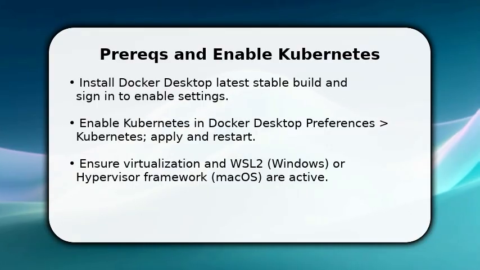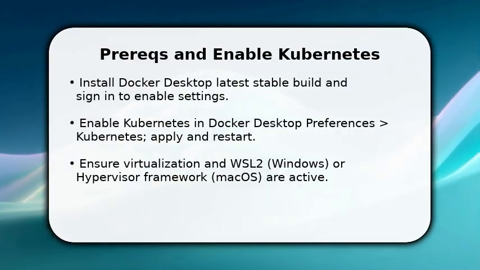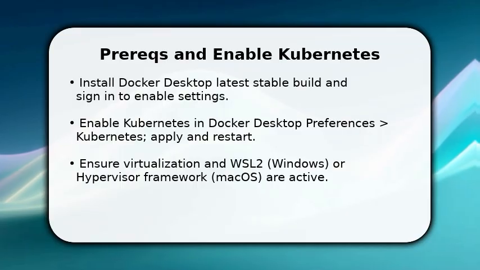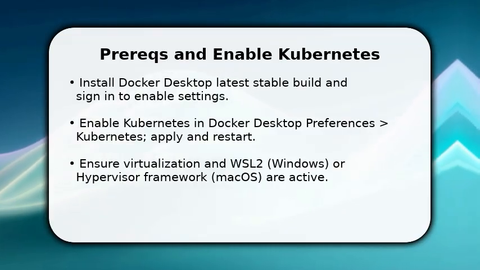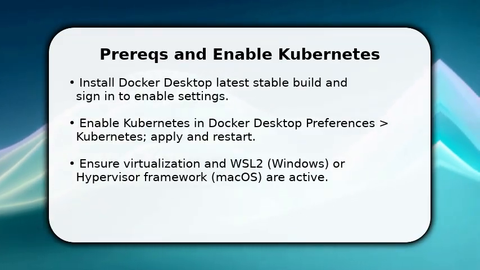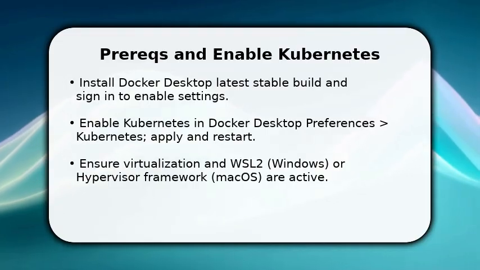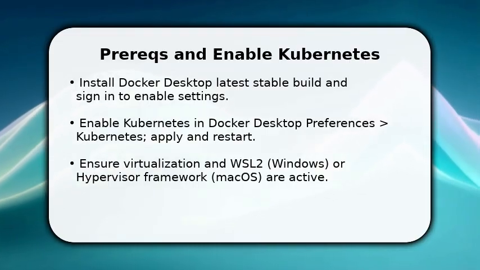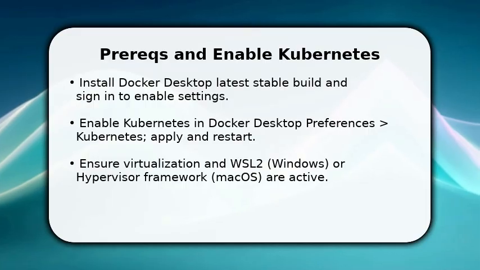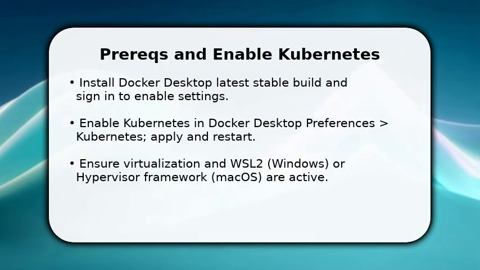You start by confirming prerequisites and enabling Kubernetes in Docker Desktop. Install the latest Docker Desktop, sign in, then open Preferences and toggle Kubernetes on. This creates a single node cluster. Once done, Docker restarts and provisions kubelet, kube-proxy, and control plane components locally.